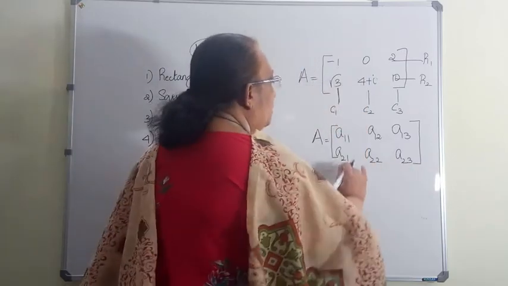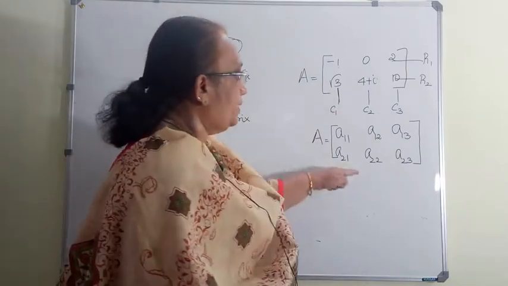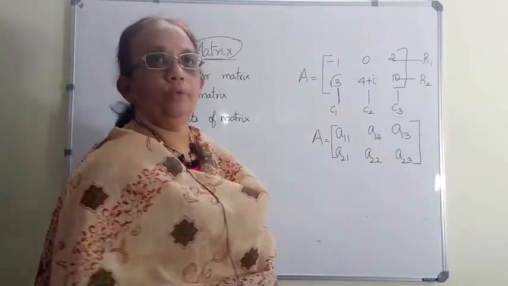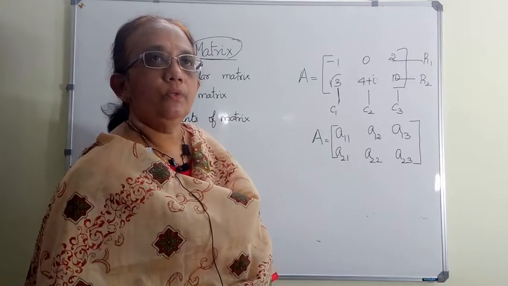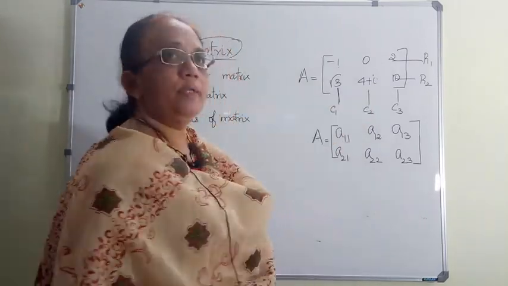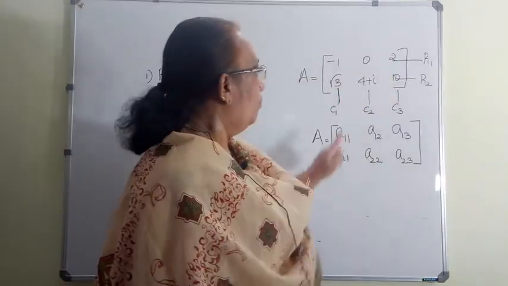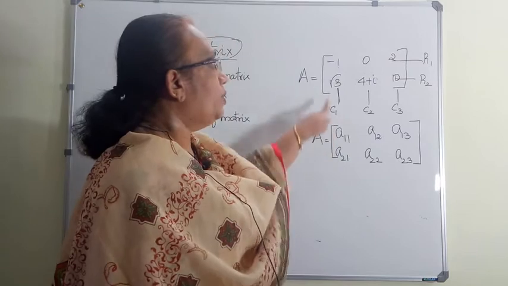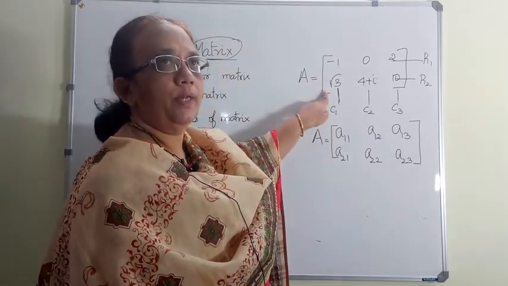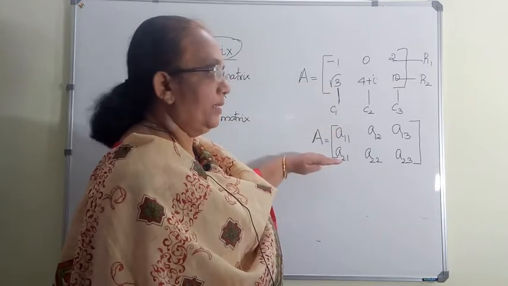So, when comparing these two examples, if I ask you, what is A22? It is 4 plus i. What is A13? A13 is 2. What is A21? A21 is equal to root 3. So, you can compare and get the elements.